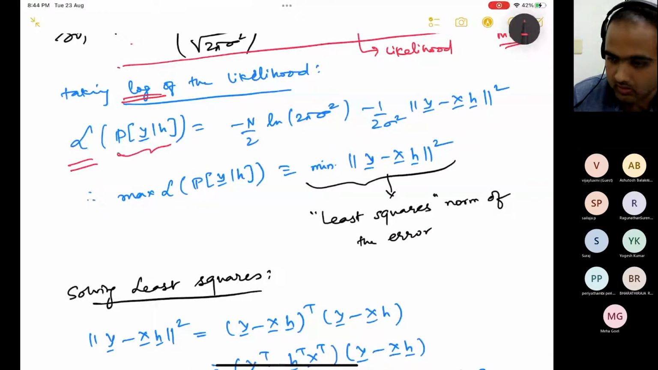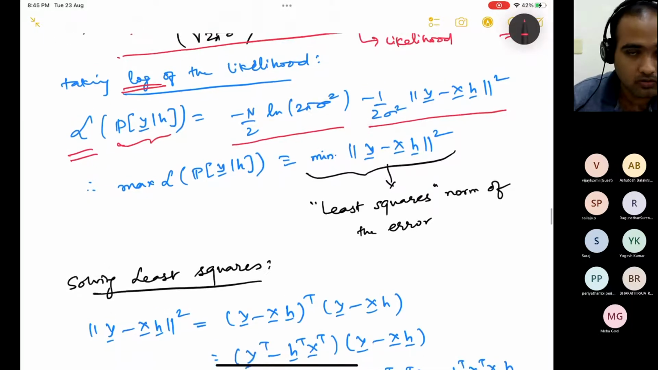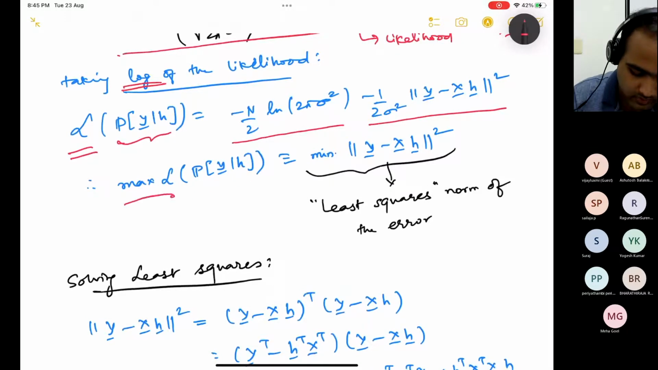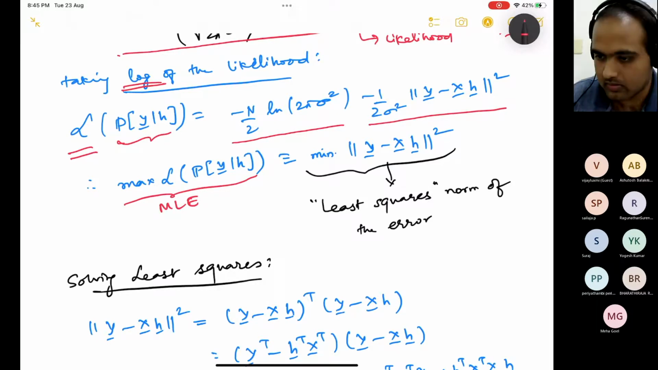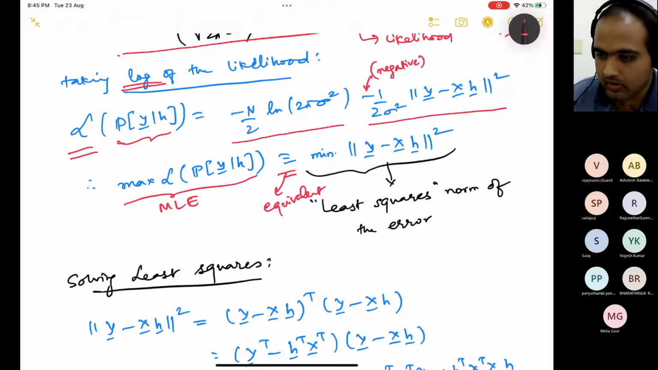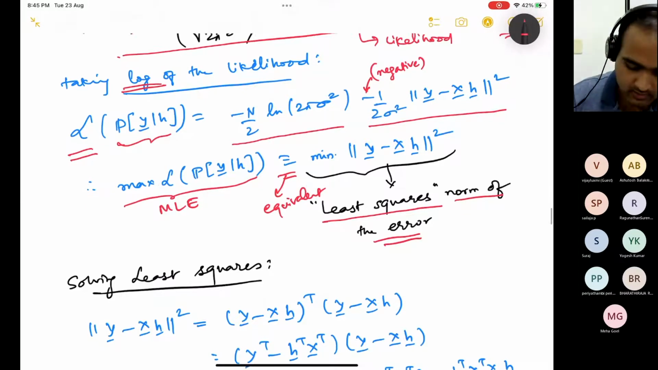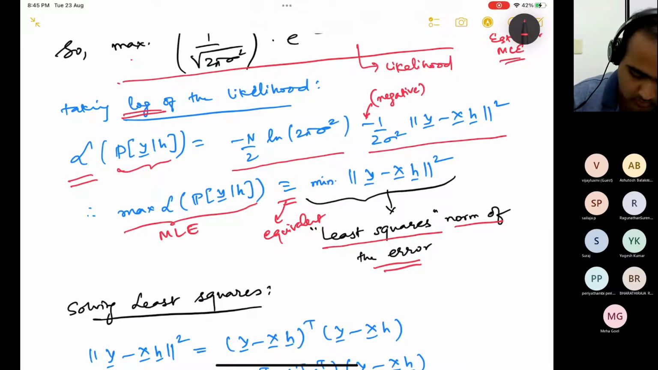When we take the log of this likelihood, what will you get? Minus n by 2 log of 2 pi sigma square, minus 1 by 2 sigma square times y minus x times h whole square. So maximizing the log likelihood is equivalent to minimizing, because of the minus sign here, y minus xh squared, which is also called the least squares norm of the error. Why is this called least squares? We'll come to it.